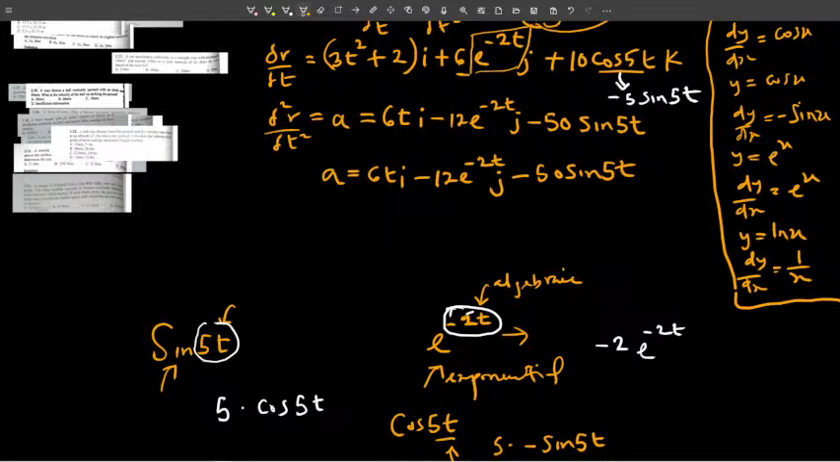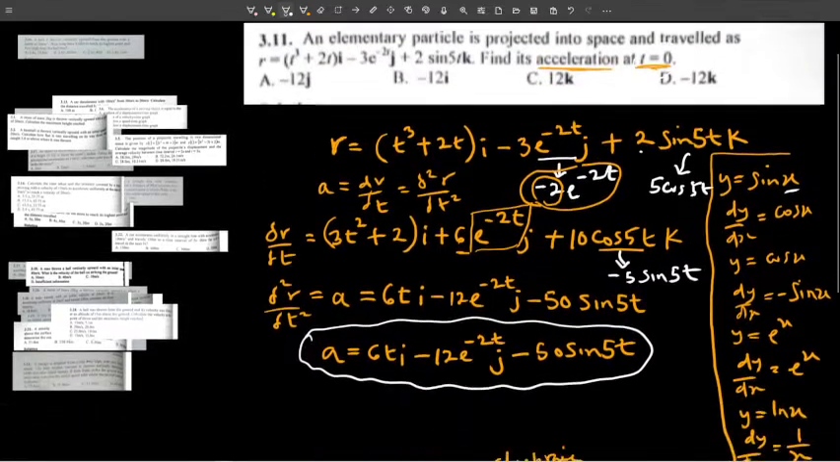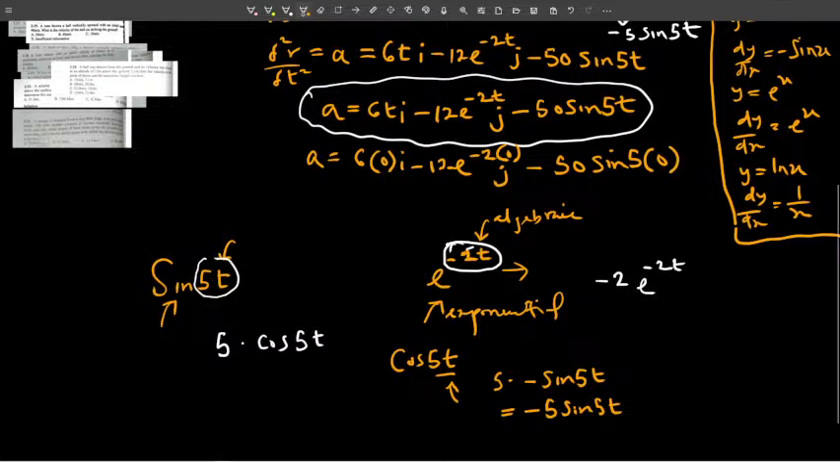So we've gotten our acceleration. This here is our acceleration. They now said at what time? They said when t is 0. So let's solve when t is 0. Wherever we see t now, we put 0. This will give me a equals 6 times (0) i minus 12 e raised to the power minus 2 times (0) j, then minus 50 sine 5 times (0). Let me clear this part of my board.